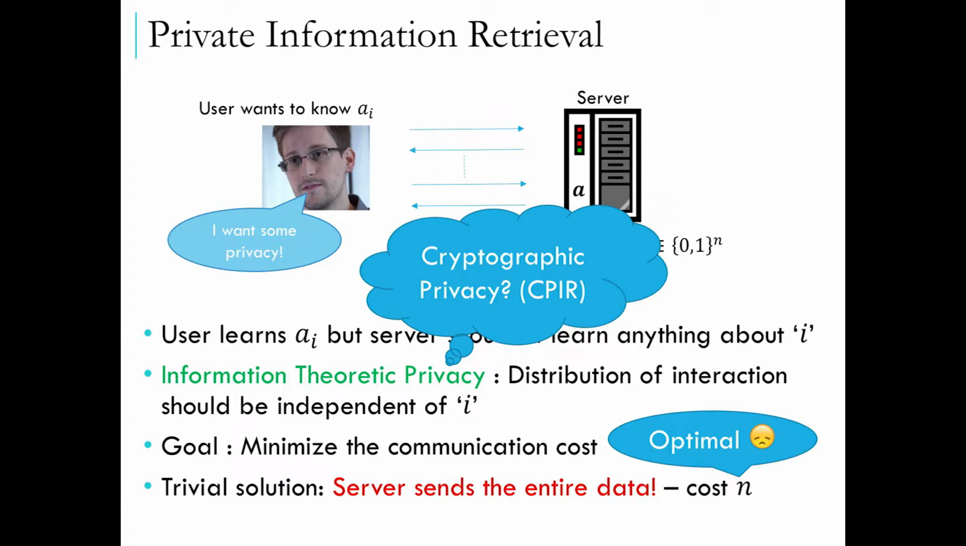Or more formally, we want information theoretic privacy, which means the distribution of the interaction, the distribution of the transcript, is a random variable which is independent of I, the query that the user makes. This is the strongest form of privacy, because even a computationally unbounded server sees a random variable independent of the query, so it does not get any information. There is a parallel line of work where you only need to protect yourself from computationally bounded servers, called cryptographic PIR. But in this talk, I will stick to information theoretic privacy.